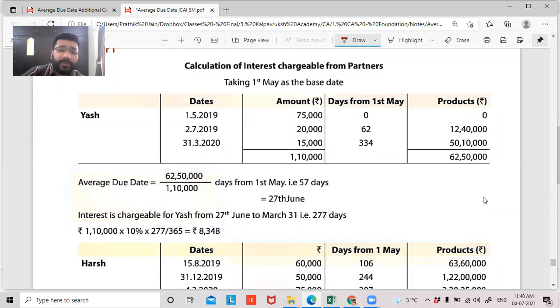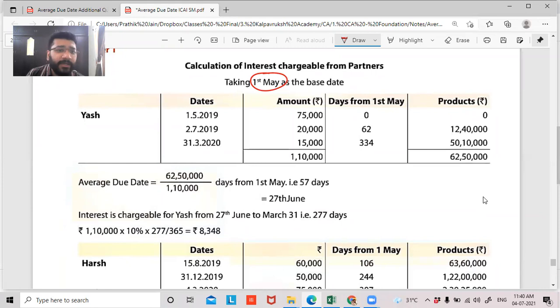For Yash and Harsh, in this question, guys, they've taken 1st May as the base date. You can take anything. You can take this as base date for Yash and this as base date for Harsh. It's up to you. Just ensure that you don't end up taking a date where your calculation goes negative. Just avoid that part alone.